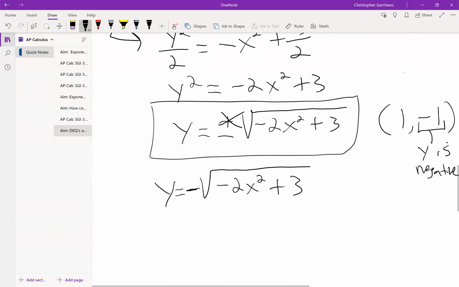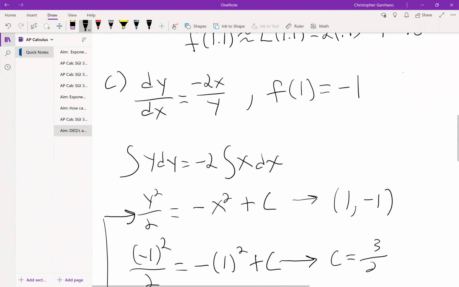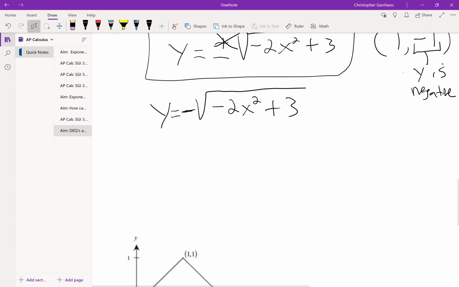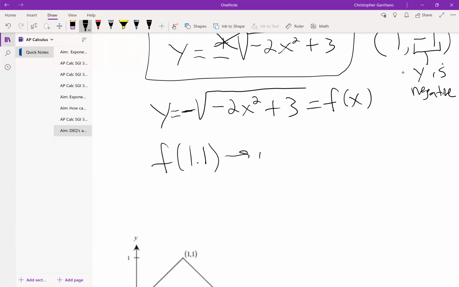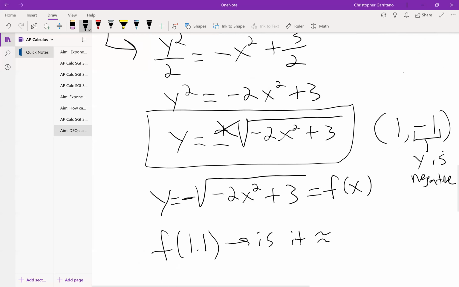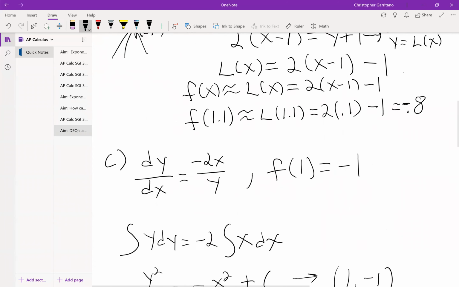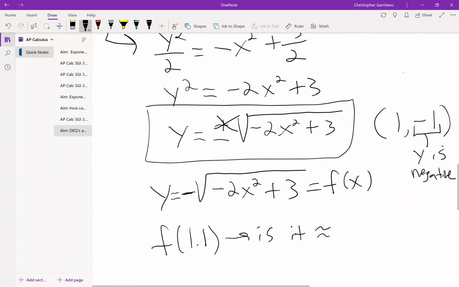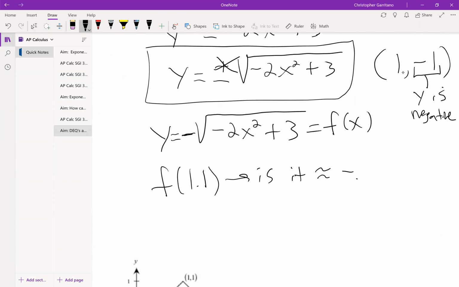Those are parts A, B, and C. It would actually be interesting, I'm not going to do it right now, to see, and this, by the way, is your function f of x, what you get when you plug 1.1 into this function, and to see, is it approximately, what did we get for our approximation? Negative 0.8. You should check it out. Is it approximately negative 0.8? I would guess it's pretty close.